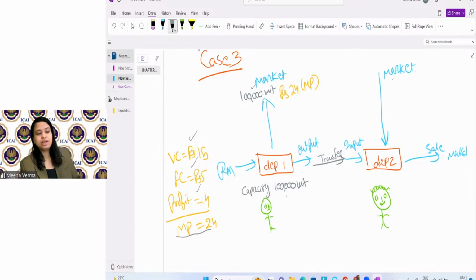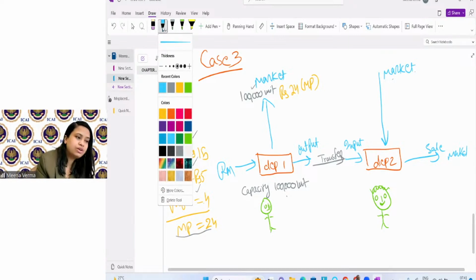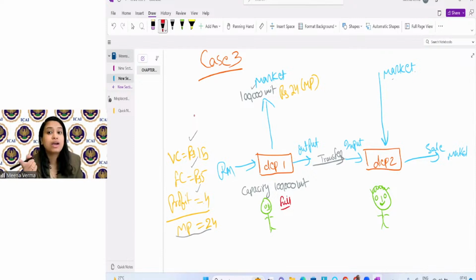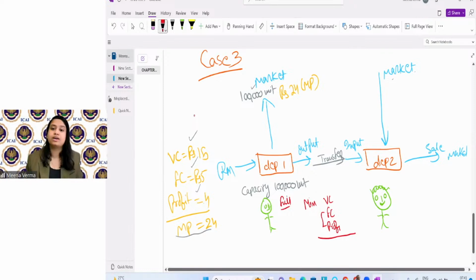Again, here they are working in full capacity. Full capacity means whatever they are producing, they are in a situation to sell the entire unit in the market. Right. So when the manager of department 1 is working in full capacity, what will be his minimum expectation? He wants to recover the variable cost, the fixed cost, and the profit, everything. This opportunity cost he will recover for a reason, because he is already earning it.